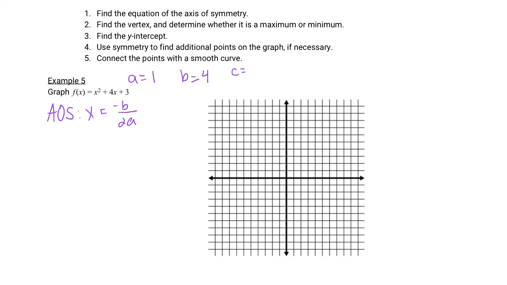C is 3. So axis of symmetry, X equals negative 4 over 2 times 1. That is, forgot to put that in parentheses, negative 4 over 2, or negative 2. That's our axis of symmetry. So I'm going to put a dashed line right here, X equals negative 2. It's going to split our parabola in half. Step 2, find the vertex.